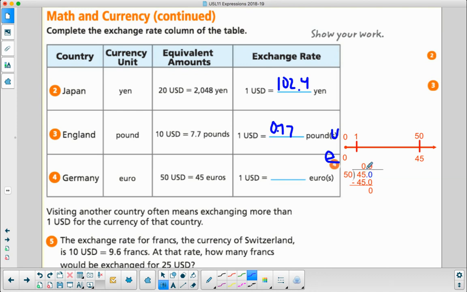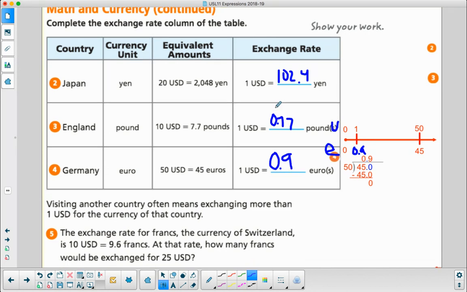450 tenths divided by 50. Well, there's 9 5s in 45, so there's about 9 50s. In fact, there was exactly. So I got 9/10. Is 9/10 reasonable? Yeah. I almost get €1 for every dollar, but not quite. And that's right. Every dollar is not quite worth €1. 9/10 is almost 1. So there is number 4.